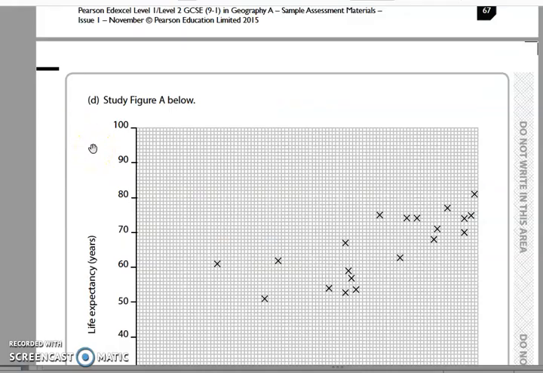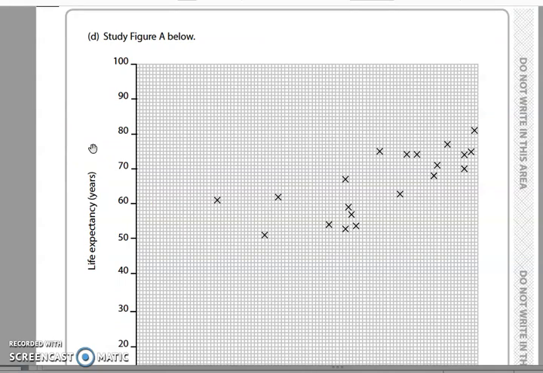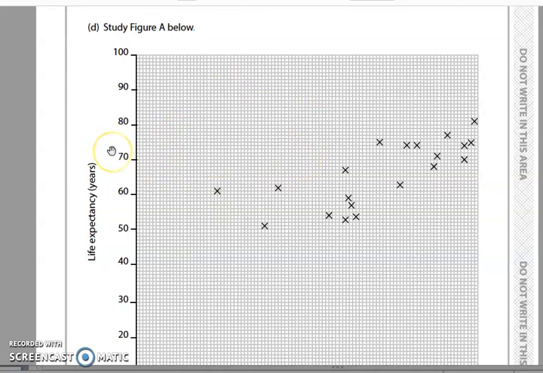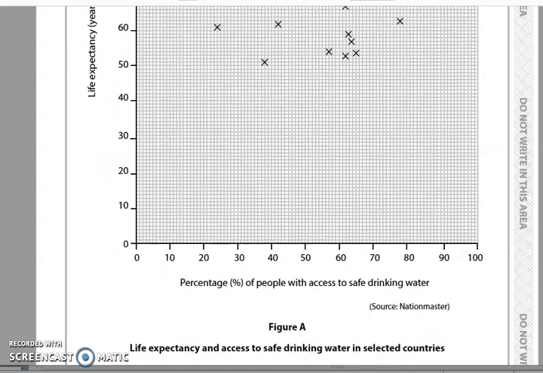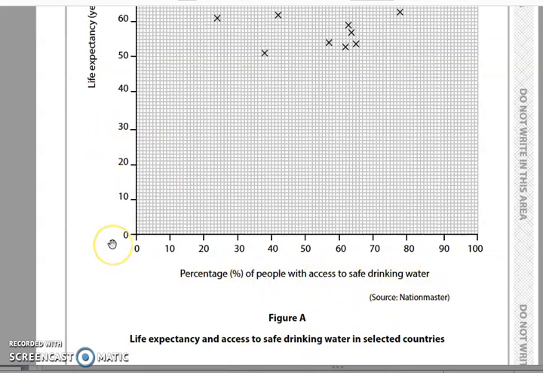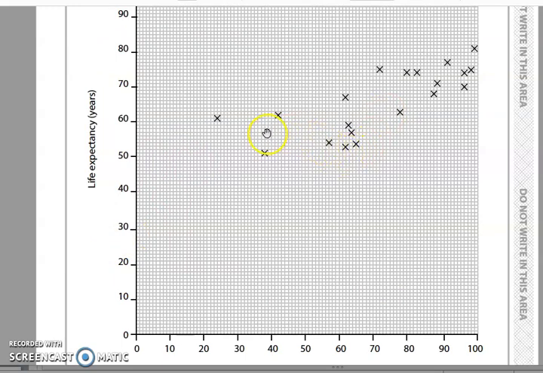Now this is where it becomes really important to look at all of the information on the exam paper. Here we can see we've got a scatter graph, and if we scroll up from figure A, we can see that this scatter graph shows us the relationship between life expectancy and access to safe drinking water. We can see we've got the percentage of people with access to water at the bottom and life expectancy up there. And if we look at this, we can see there is a slight positive correlation going up.